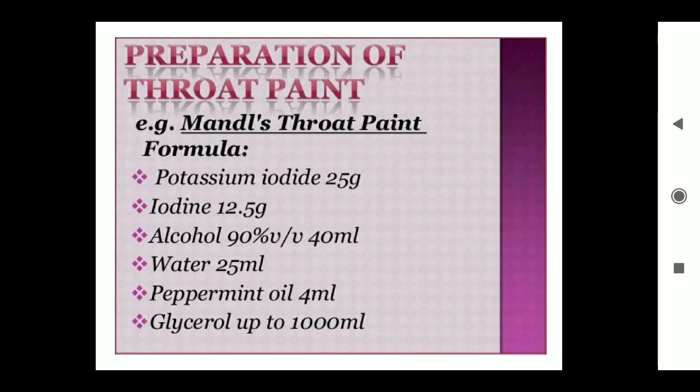An example is Mandel's throat paint. Mandel's throat paint contains potassium iodide 25 grams, iodine 12.5 grams, alcohol 90% volume by volume 40 ml, water 25 ml, peppermint oil 4 ml, and glycerol up to 1000 ml.